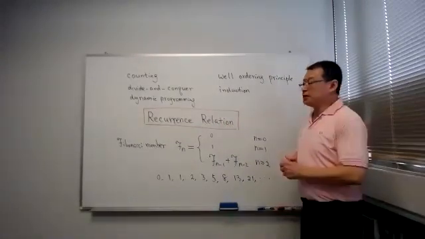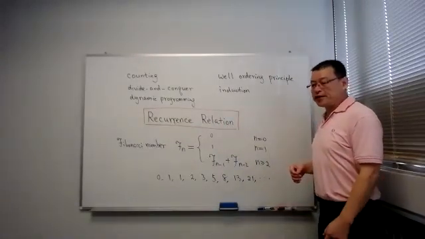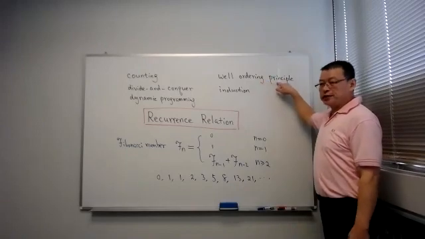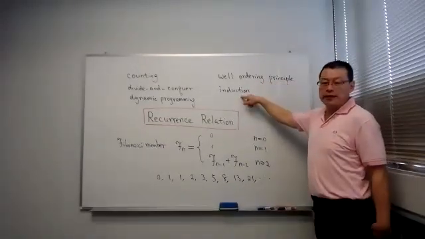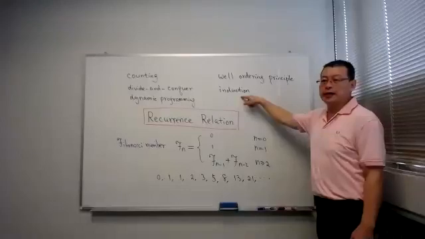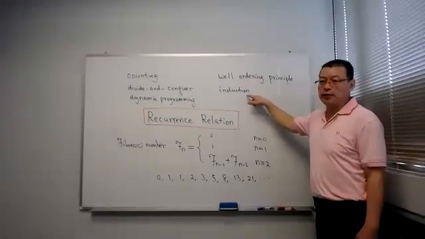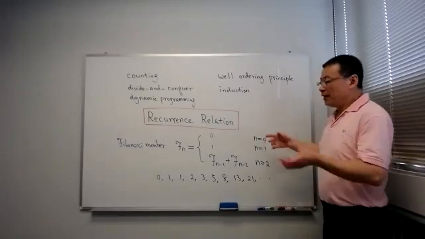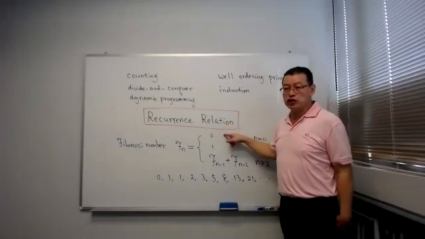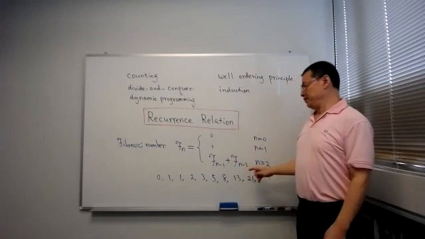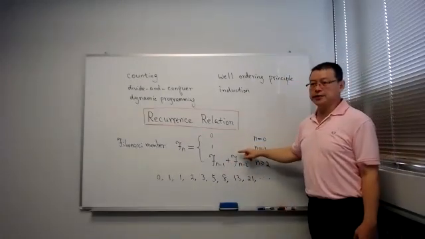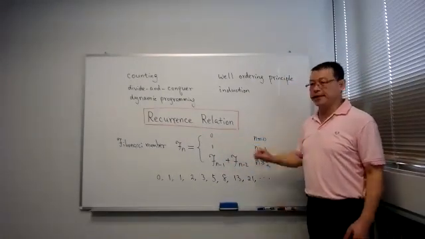In terms of techniques for proving things, the well-ordering principle and the well-known mathematical induction, which you learned in high school. And we'll discuss it in this course as well, mathematical induction. There are all these things based on recurrence relation. So here is the most famous example of recurrence relation, namely Fibonacci number.